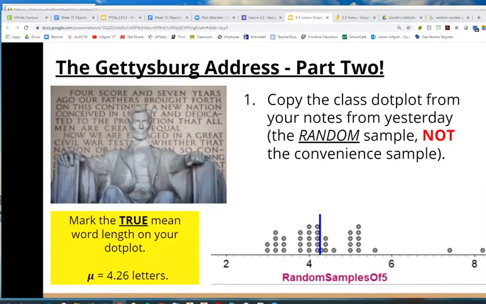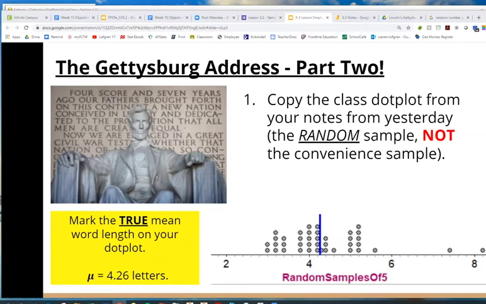Okay. So here's what we're going to do to start off with. You might remember the last time we met, you guys picked a sample of 5 words from the Gettysburg Address. The first way you did it was you picked them just out of your head. You just said, oh, I'll choose this one, this one, this one. And the second way you did it was a random sample.